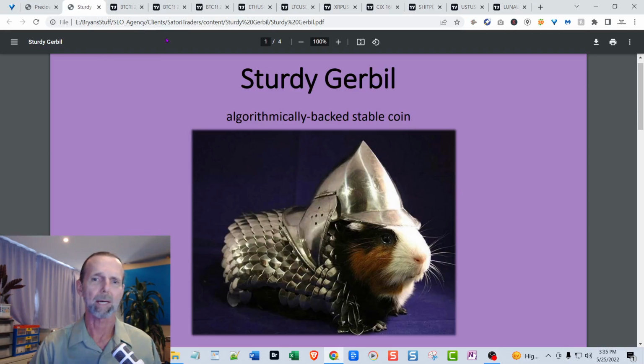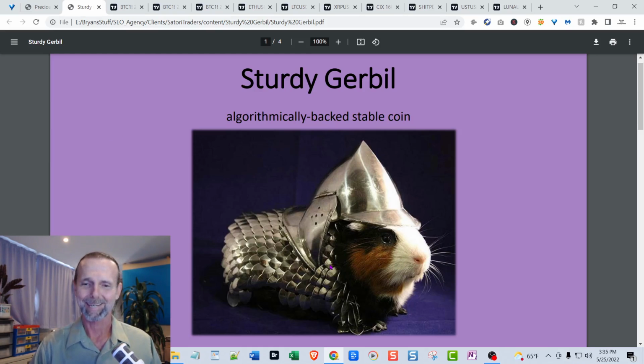Now we can talk about my Sturdy Gerbil stable coin, an algorithmically backed distributed ledger stable coin, which just occurred to me as I was doing my chart analysis this afternoon. It's like, heck, we've got 10,000 crypto vehicles. Why shouldn't I start my own stable coin? And I love this name, Sturdy Gerbil. Isn't that a good name for a stable coin?